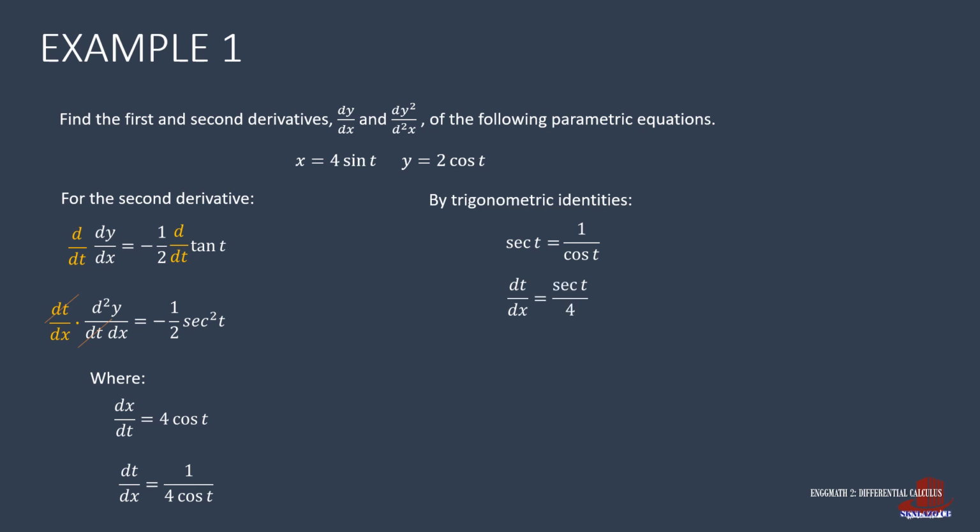Now, the second derivative of y with respect to x is negative 1/2 of secant squared t multiplied by secant t over 4, which is reduced further as negative 1/8 of secant cubed t.